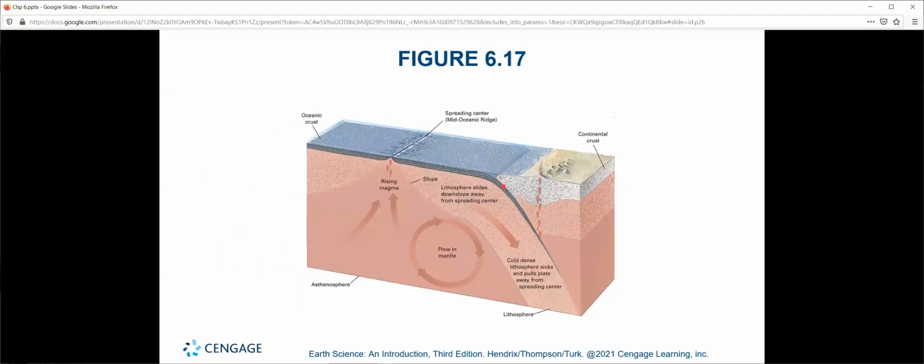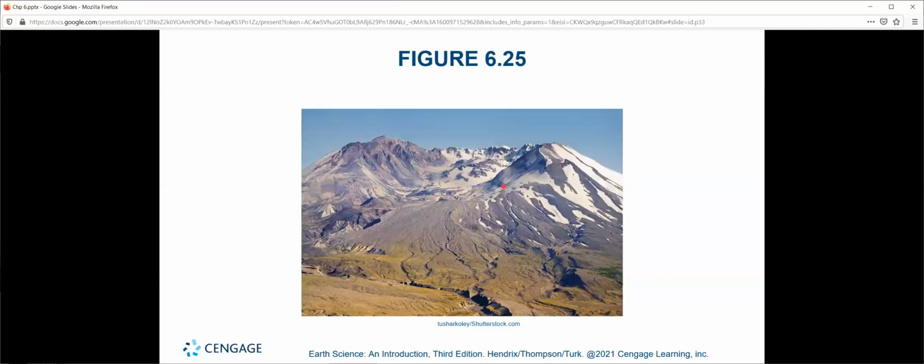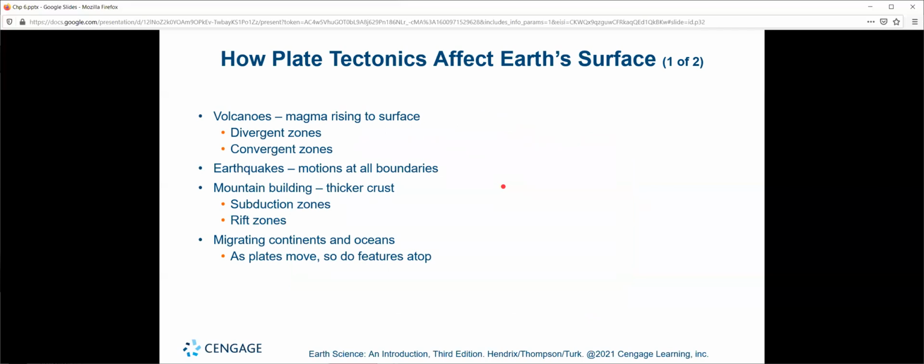If you have two pieces, a big piece of paper and a smaller piece of paper, and you run them into each other, the bigger piece of paper is going to buckle, and the little piece of paper is going to slide underneath. That buckling is what we call a mountain building event. And again, it's kind of what you think would happen when this stuff happens.